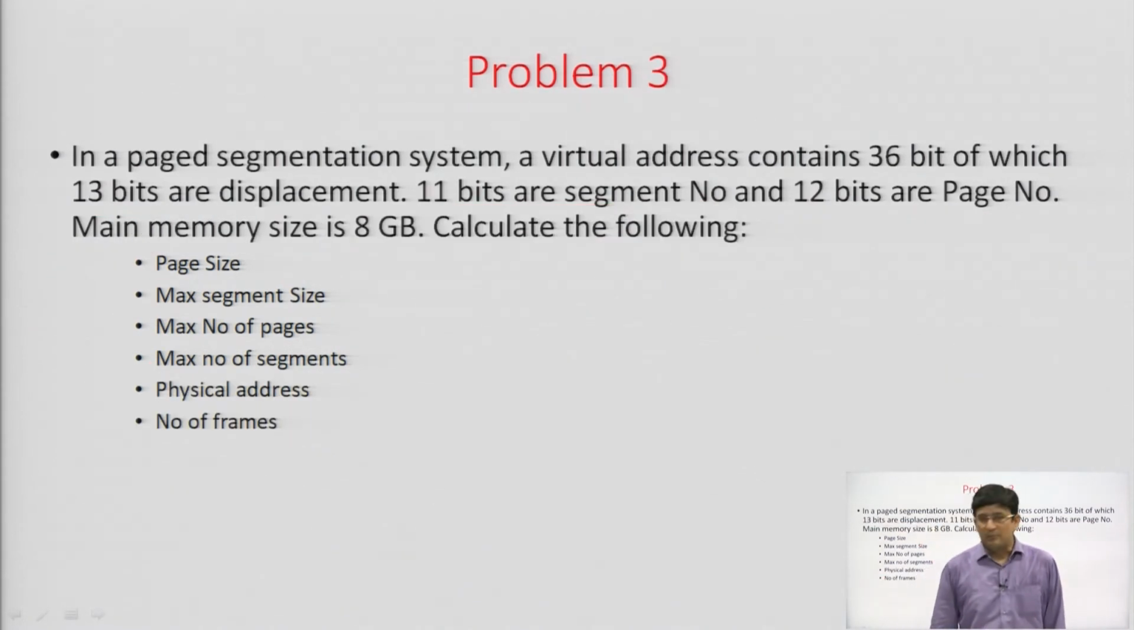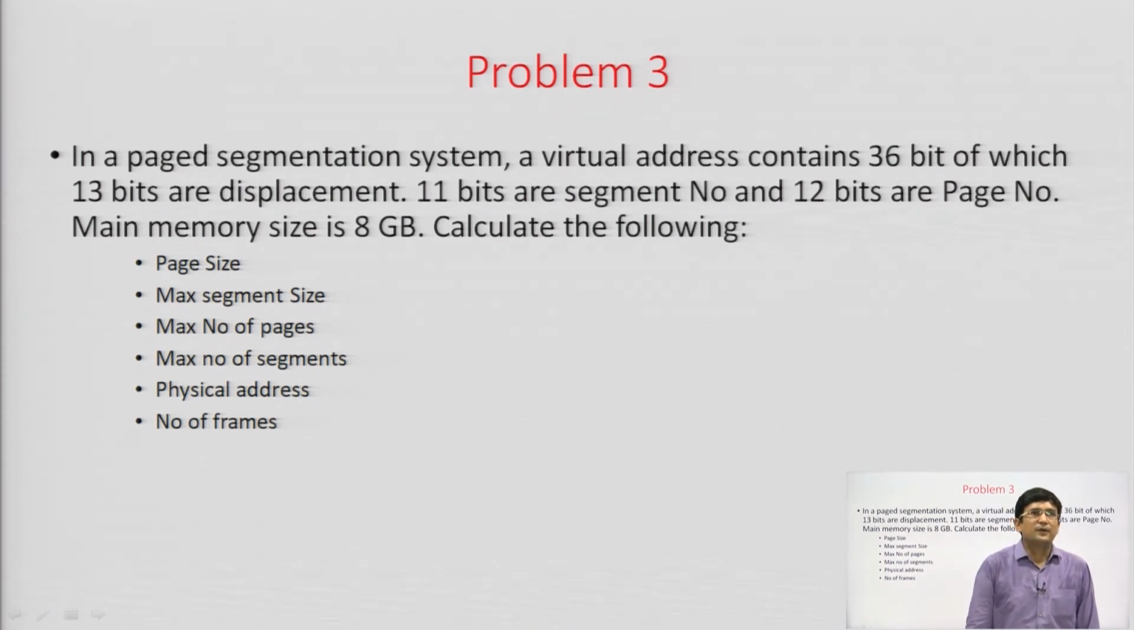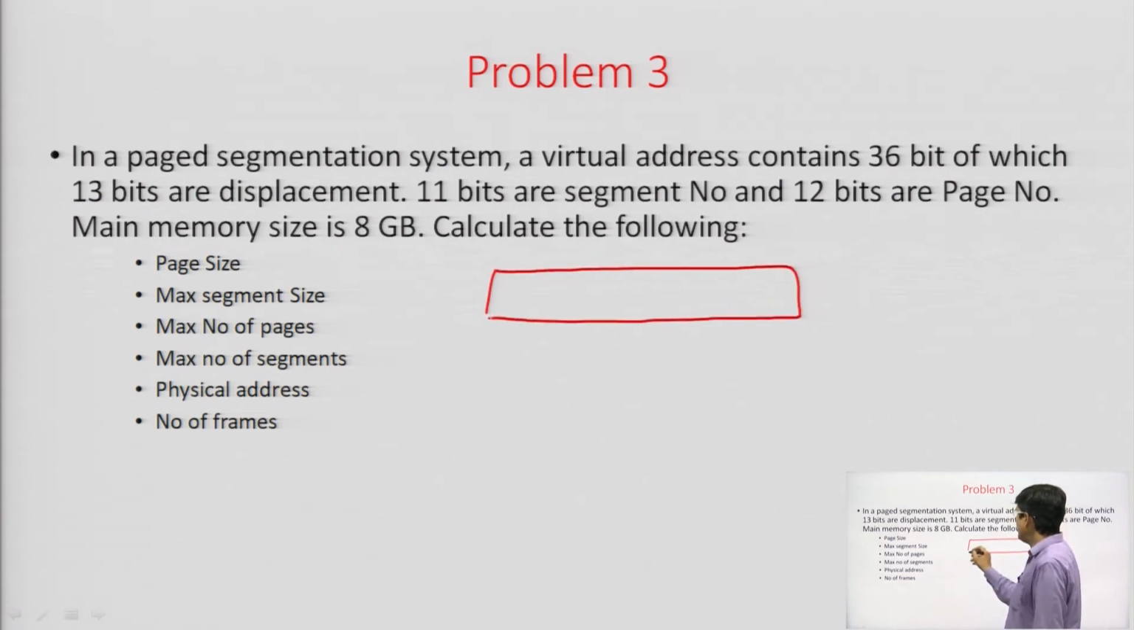Let us take another example, maybe the last one for page segmentation. In a page segmentation scheme, a virtual address consists of 36 bits. So 36 bits is the logical address. There will be three components in this: segment number, page number, and an offset.